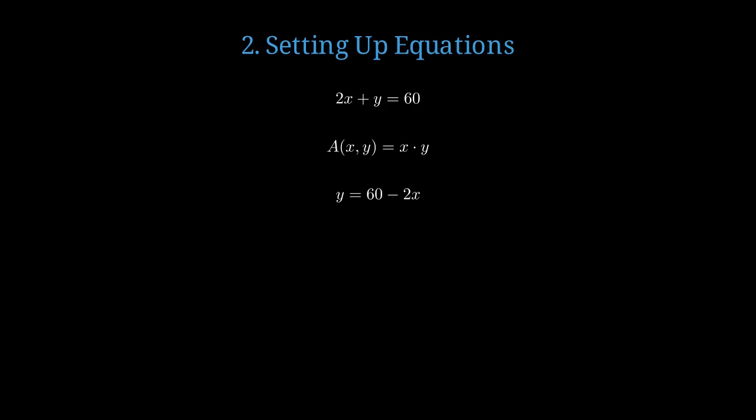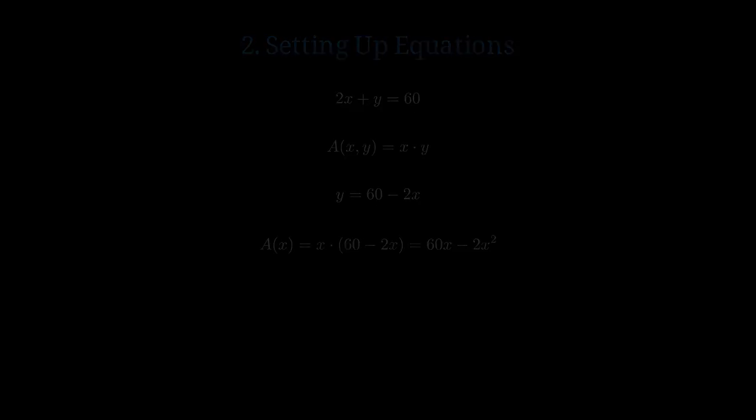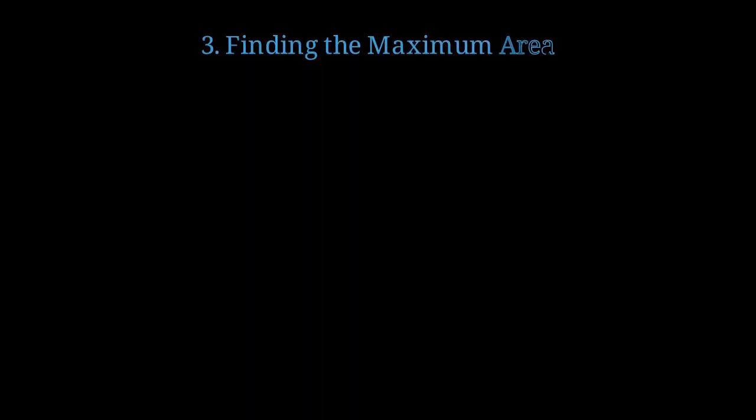We can solve our constraint equation for y to get y equals 60 minus 2x. Substituting this into our area formula, we get A(x) equals x times (60 minus 2x), which simplifies to 60x minus 2x squared. Now let's find the maximum area by analyzing this function. First, we notice that our area function is a downward opening parabola because the coefficient of x squared is negative.